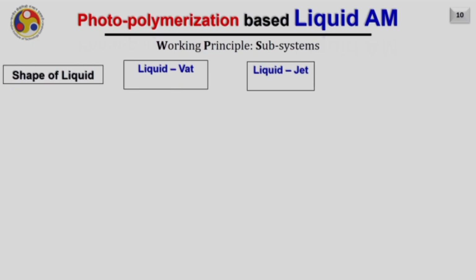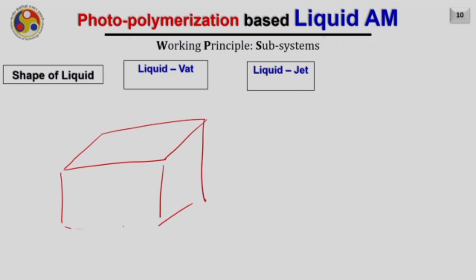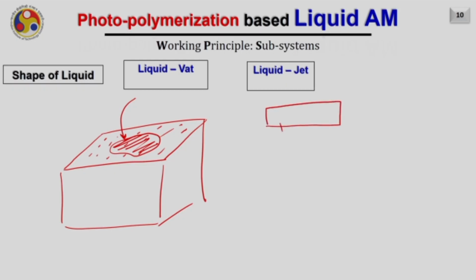Also, the photopolymer liquid could be either in the form of a vat or it can be in the form of a jet. Meaning to say, the liquid material can be available in a big tank like this. For example, this is the tank and the liquid material is filled in it. Now from the top you are scanning appropriately and hence curing the part. Or the liquid material may fall from the top like a jet.